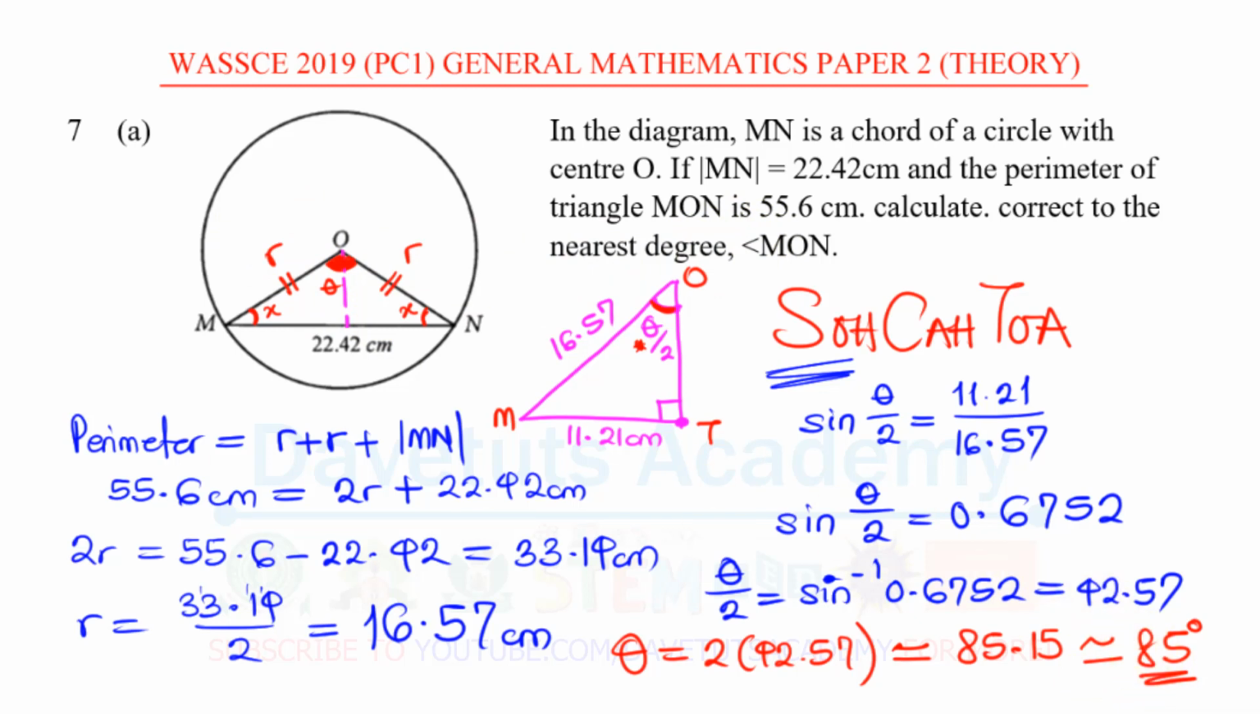How do we come across this? It's because we have the understanding of the perimeter of a triangle, we have the understanding of the isosceles triangle and its properties of base angles, and then we can apply the trigonometric identity SOHCAHTOA to find our solution. So it's these simple basic understandings that can help you as a student to effectively work and get your correct answer. So in this question, the answer is 85 degrees.